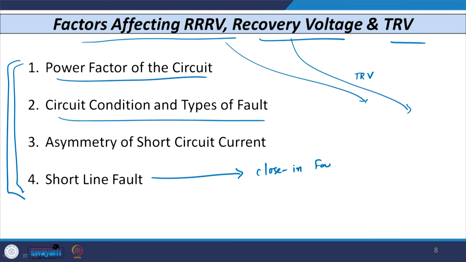That means, if a fault occurs very near to the circuit breaker, then that fault is known as a short line fault or closing fault. So, let us start discussing how the power factor is going to affect the three terms: RRRV, recovery voltage and TRV.